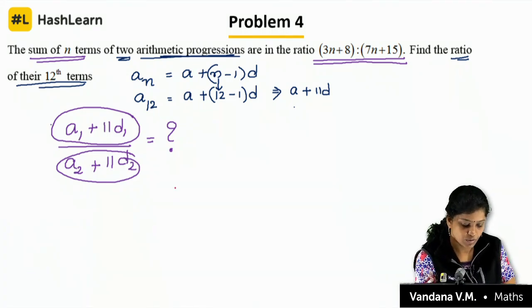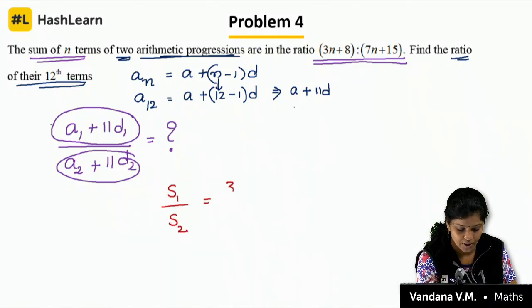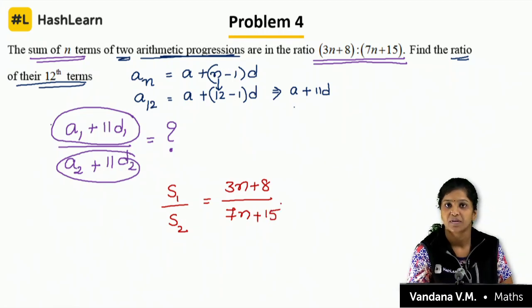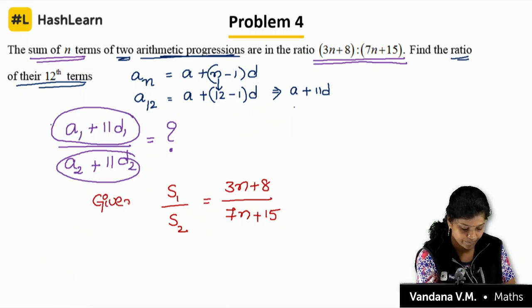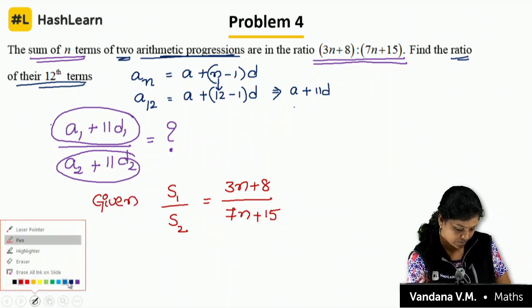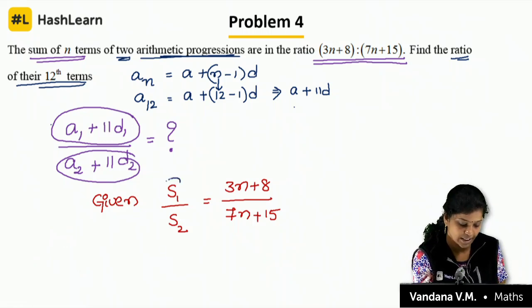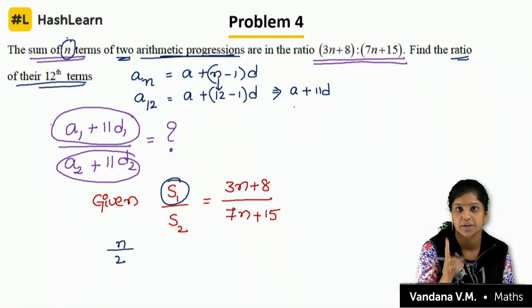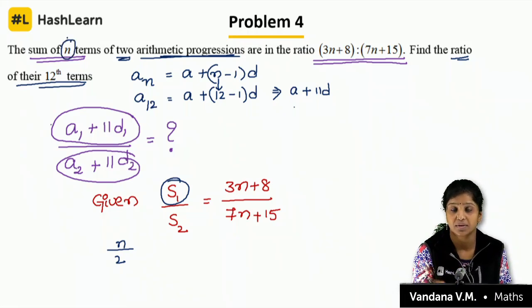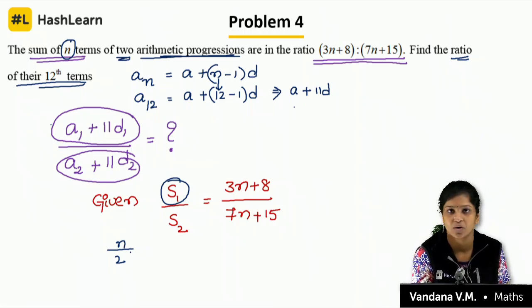What is the one more clue? Sum S1 divided by S2. That ratio must be equal to 3n plus 8 divided by 7n plus 15. Now, this is the given term, children. Apply the formula for S1. Both are having n terms, that you remember. Both the arithmetic progressions are having only n terms. So, my n value will not change.